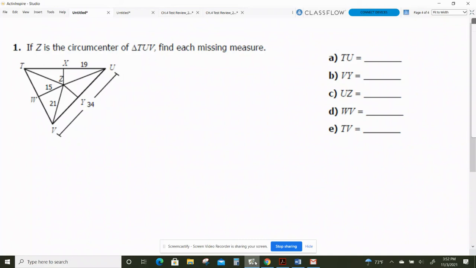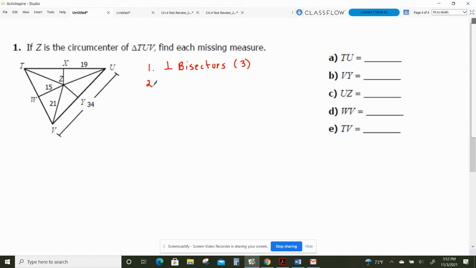Let's look at a problem where they tell us that a point is the circumcenter. In this example, it says if Z is the circumcenter of triangle TUV, find each missing measure. So we know that if a point is a circumcenter, one, it's created with perpendicular bisectors. So we're going to have some perpendicular bisectors in our picture. There are 3 to be exact.